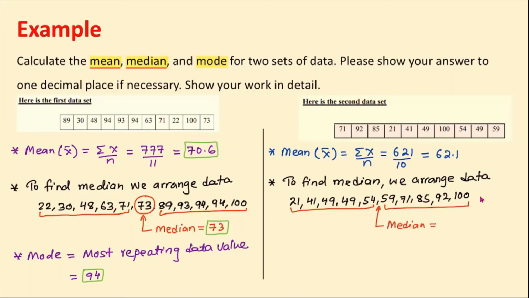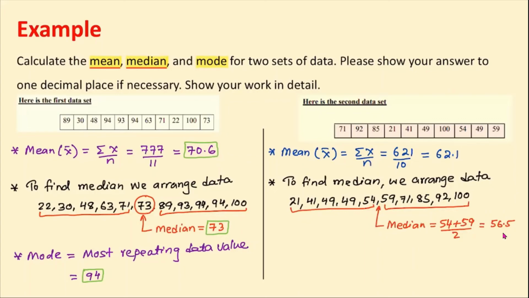So median lies between, you can see, 54 and 59. If median lies between two numbers, we add these two numbers and divide by 2. So it will be 54 plus 59 divided by 2, and 54 plus 59 divided by 2 will be 56.5. So the median for this data set will be 56.5.